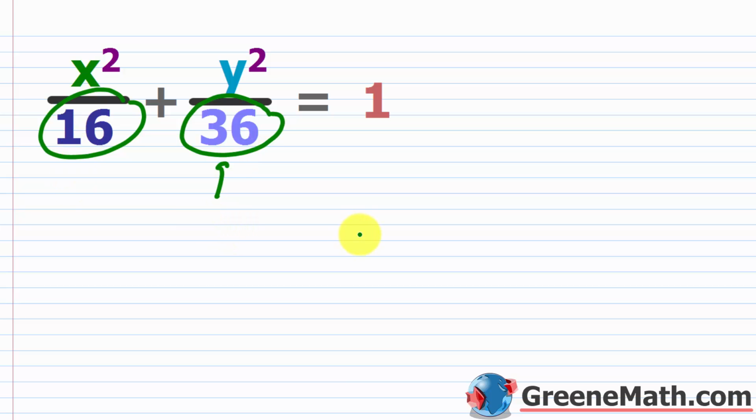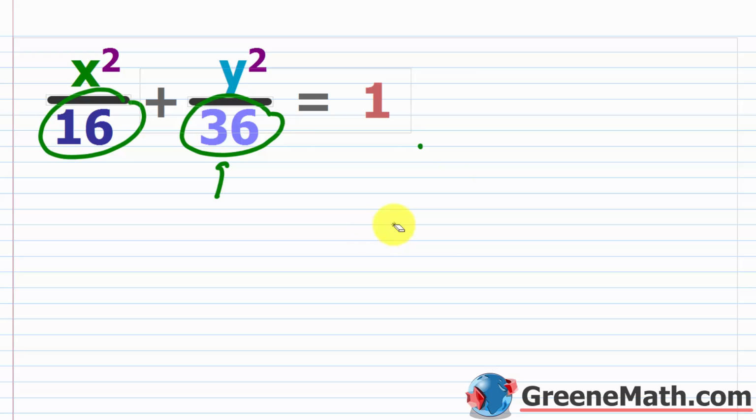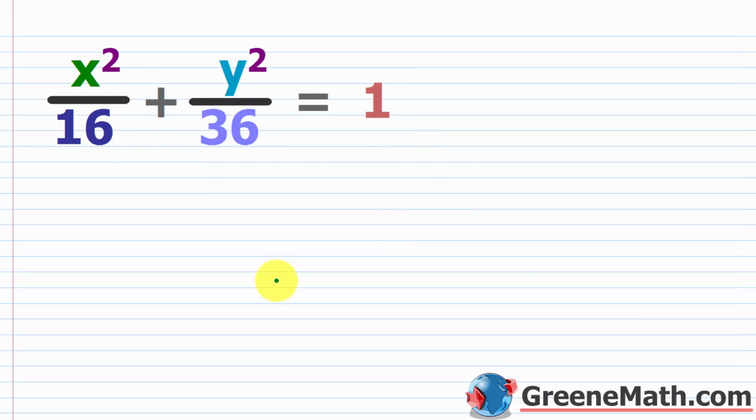So think about it. I'm traveling from the center. I'm going to go up 6 units, and I'm going to go down 6 units. From the center, I'm going to go to the right 4 units, and I'm going to go to the left 4 units. So this guy is stretched more vertically than it is horizontally. So that's why it's a vertical ellipse, okay? Now let's think about some points here, and we'll look at the graph in a minute.